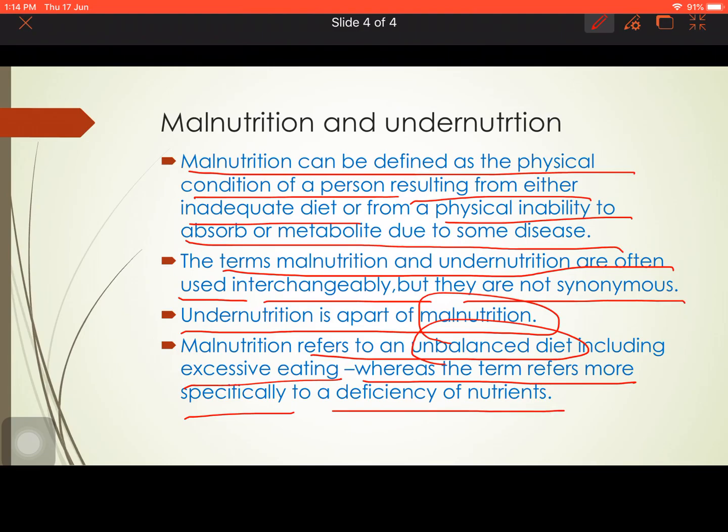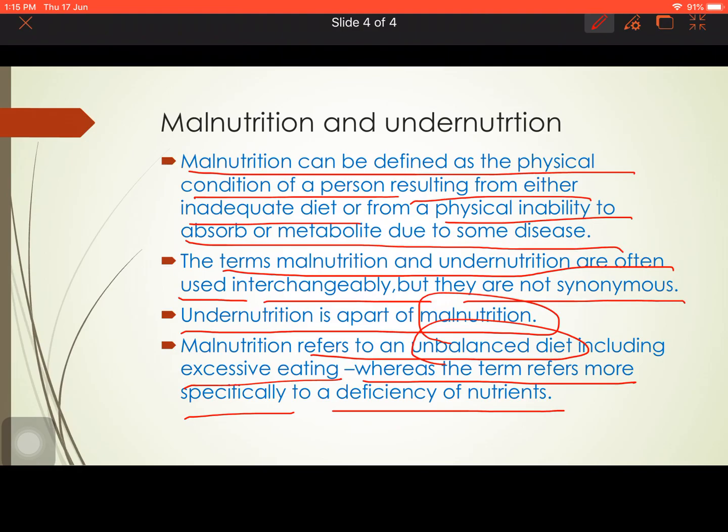That is malnutrition. If you are taking a diet which is more than the balanced amount, we can say that it is also called malnutrition. Okay, so the difference between malnutrition and undernutrition, I think it is clear to everyone. Is it clear?